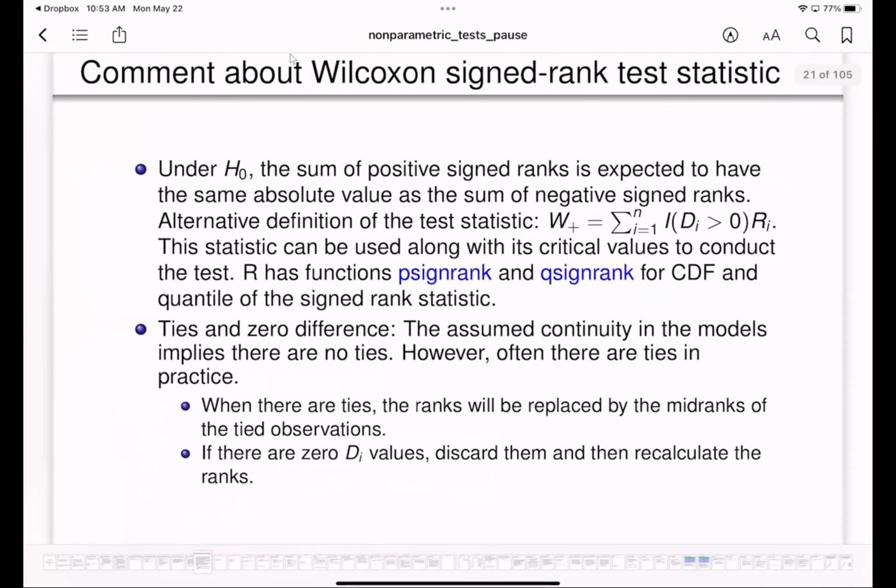So once the mid-ranks are computed and replace the original ranks, now we just compute the sum of the signed ranks. But if any of the observations are tied, in that case it will have 0 in the D. In that case, just discard the zeros and redo the ranking.